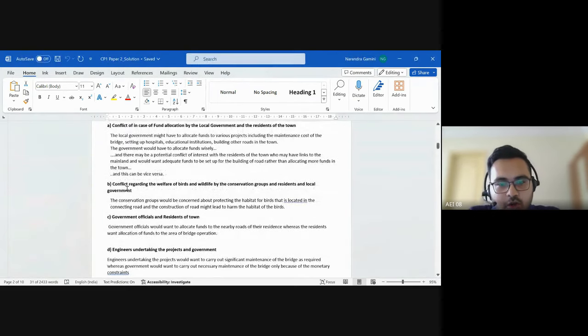I haven't gone deeper. Government officials who want to allocate funds, whereas they want the allocation. Okay, this is correct. The government might have allocated funds. I think A and C are very repetitive in that sense. So potentially, it was a good idea on the part of the candidate to ensure that there is a buffer point.